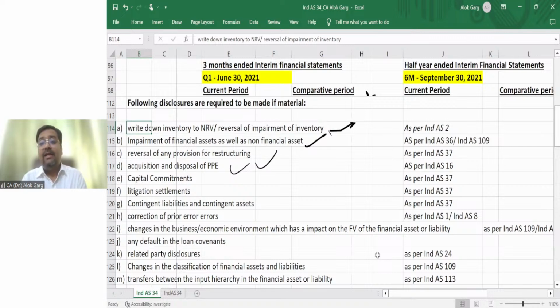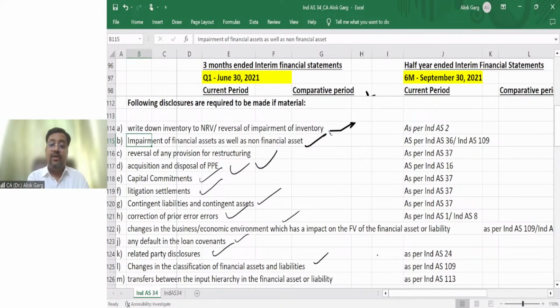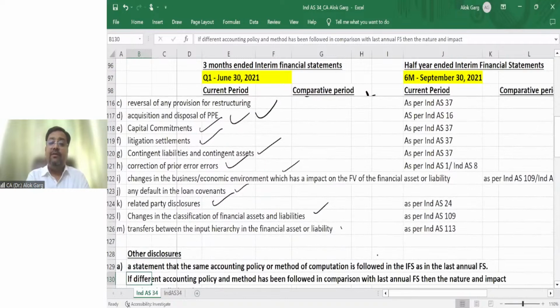What is given? Like impairment of inventory, reversal of impairment of inventory, impairment of financial asset as well as non-financial asset, reversal of any provision for restructuring, acquisition and disposal of fixed assets, capital commitment, litigation settlement, contingent liability, contingent asset, correction of prior period error, change in the business or economic environment which has an impact on the fair value of financial asset or liability, any default in the loan covenants, related party disclosure, change in the classification of financial assets and liabilities, transfer between the input hierarchy in the financial assets or liabilities, right?